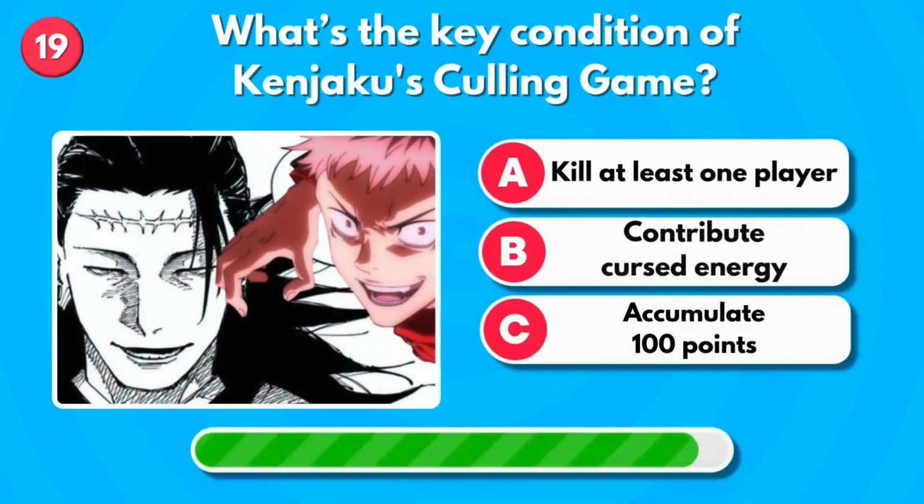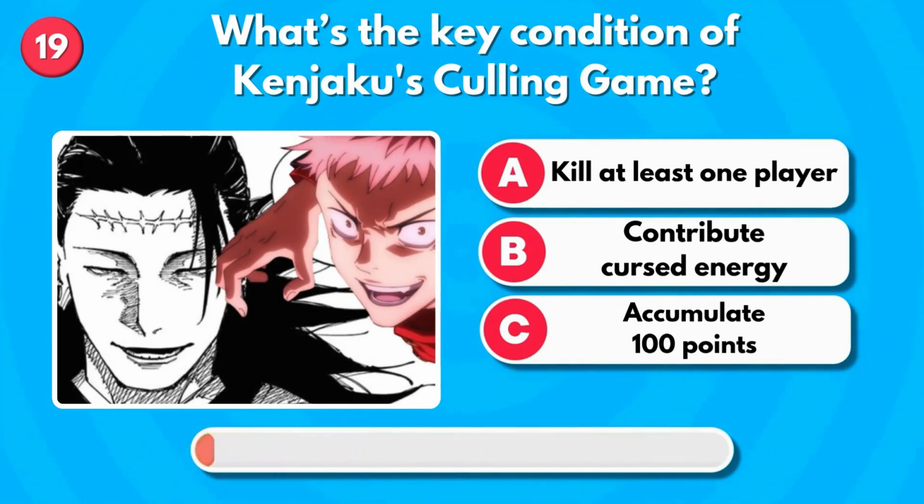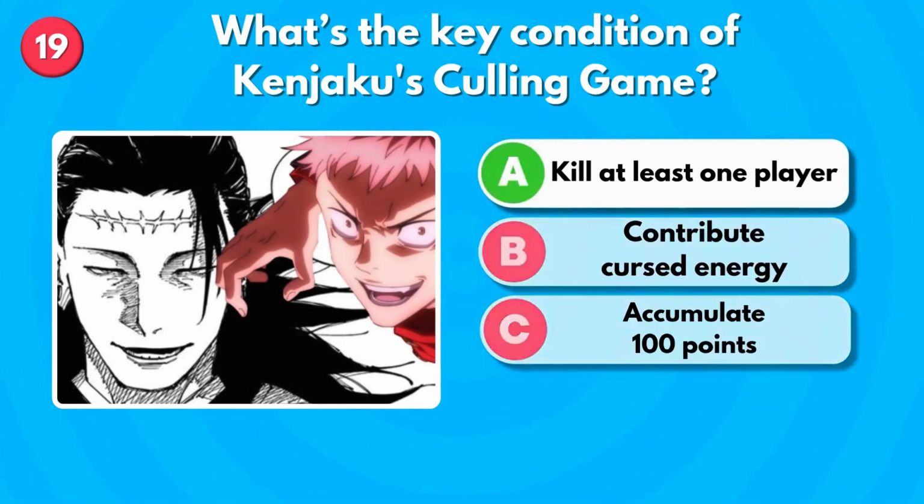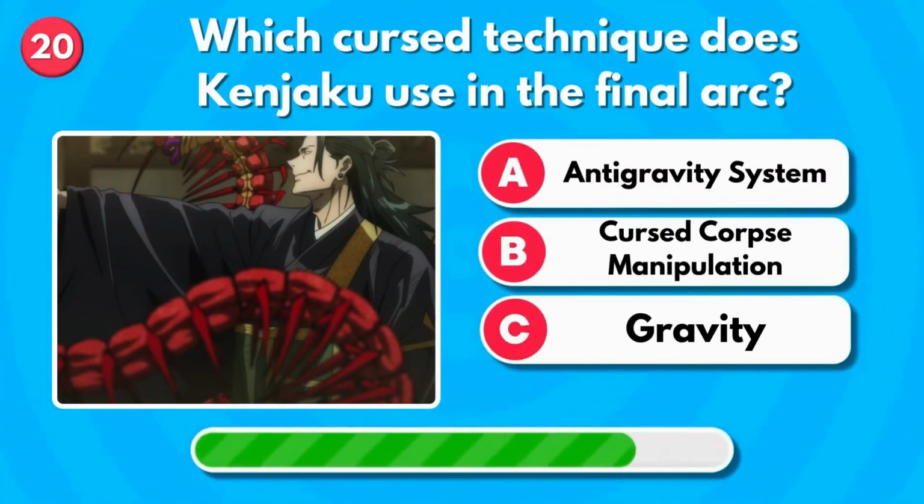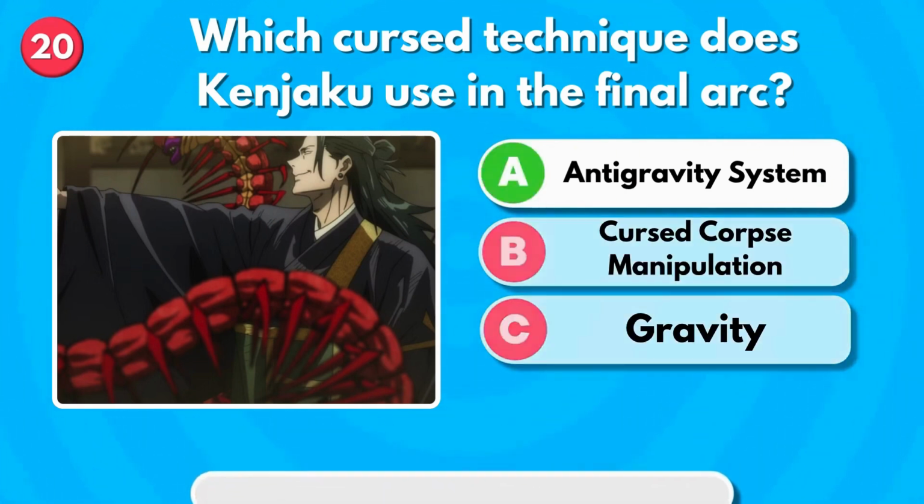What's the key condition of Kenjaku's culling game? Kill at least one player. Which curse technique does Kenjaku use in the final arc? Anti-gravity system.